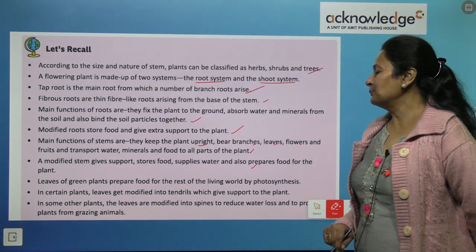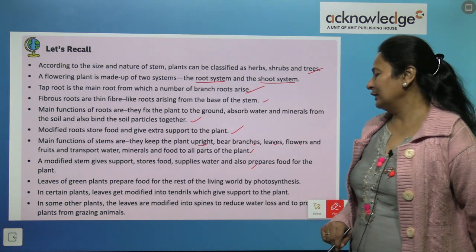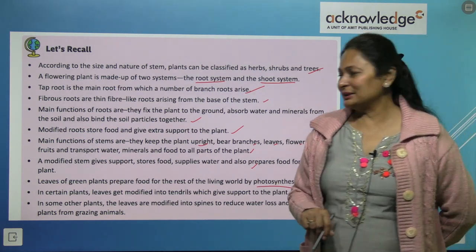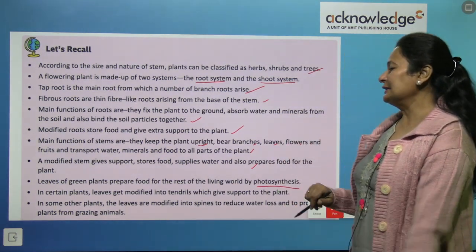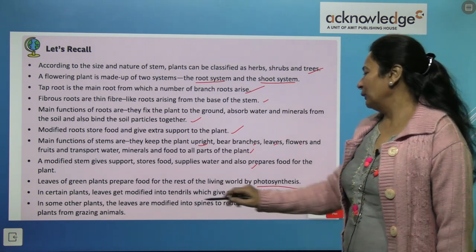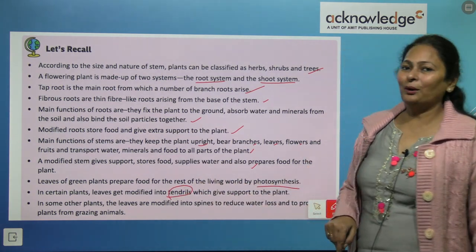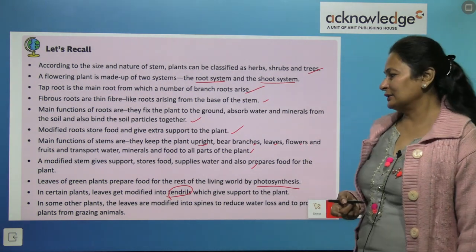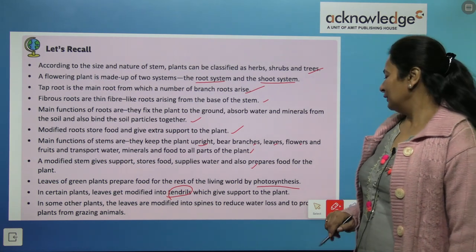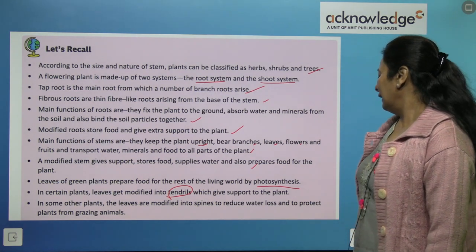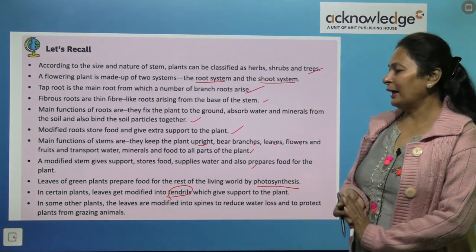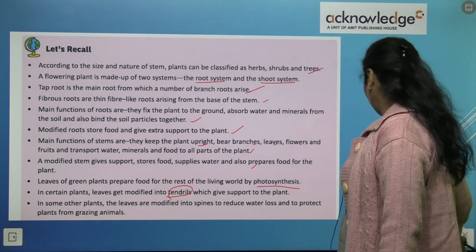Leaves of green plants prepare food for the rest of the living world by the process which is known as photosynthesis. In certain plants, leaves also get modified into tendrils which gives support to the plant. In some other plants, the leaves are modified into spines to reduce the water loss and to protect plants from grazing by the animals. That happens in the case of cactus.